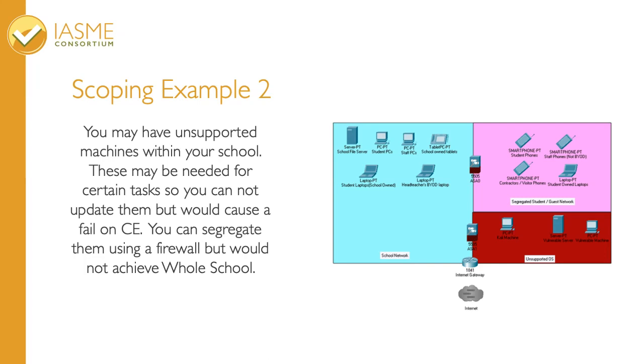So example 2, this time you may have some unsupported machines within your school. These may be needed for certain tasks, so you cannot update them, but will cause a fail to Cyber Essentials. You can segregate them using a firewall, but this time whole school would not be achieved. So the difference here is these machines in the red area down the bottom right of that diagram, they belong to the school, they're used for their organisational services.